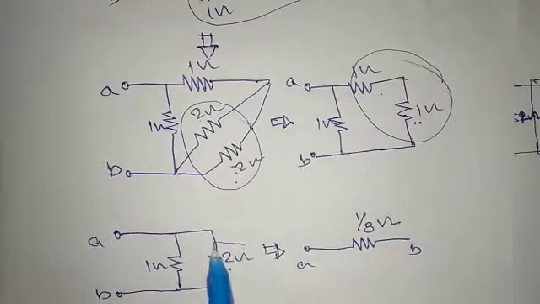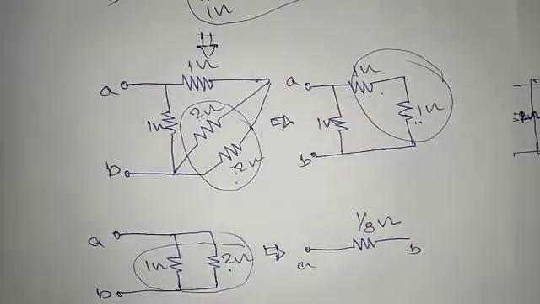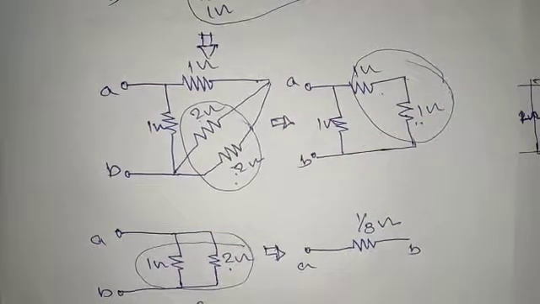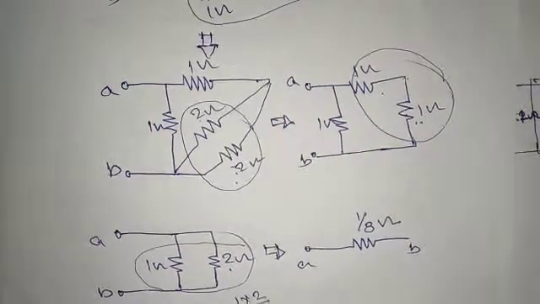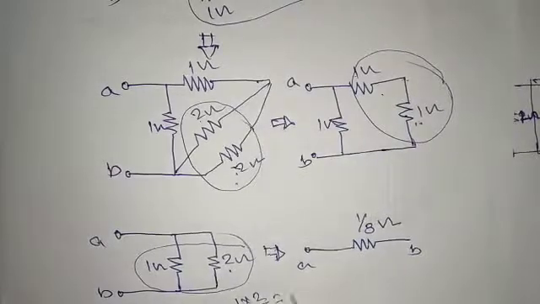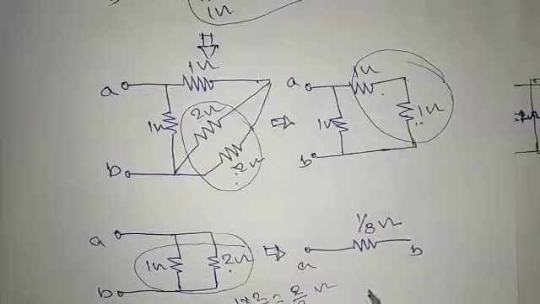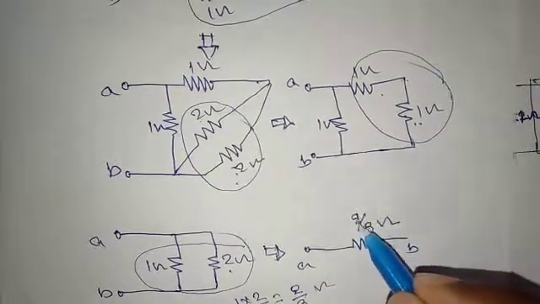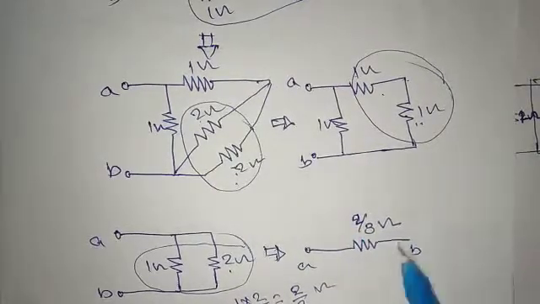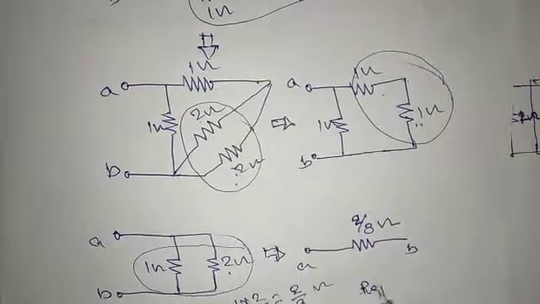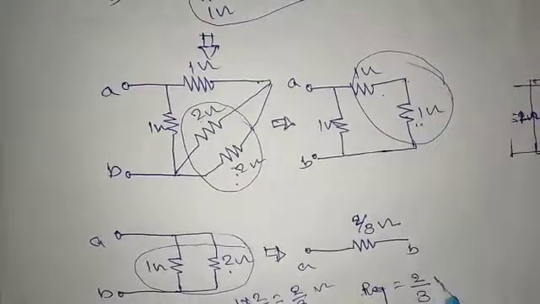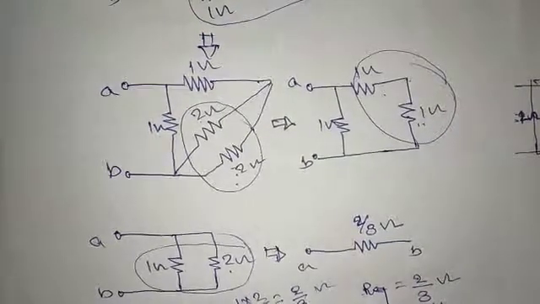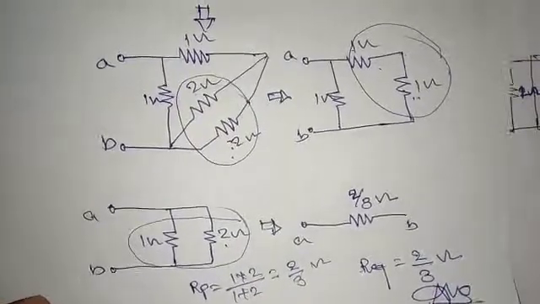Again we can see here that 2 ohms and 1 ohm are in parallel to each other. So Rp is equal to 1 into 2 by 1 plus 2, which means 2 by 3 ohms, yes or no? So R equivalent is equal to 2 by 3 ohms resistance. So this is our answer. Thank you.